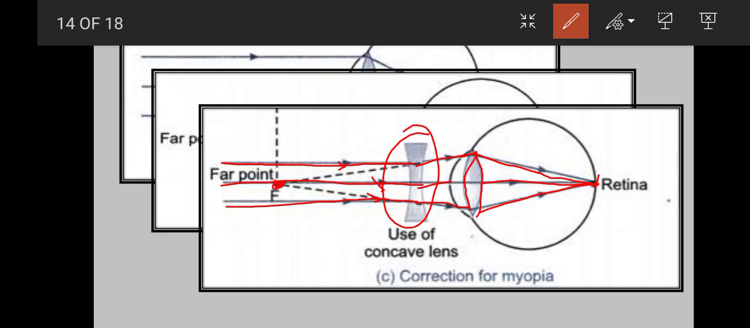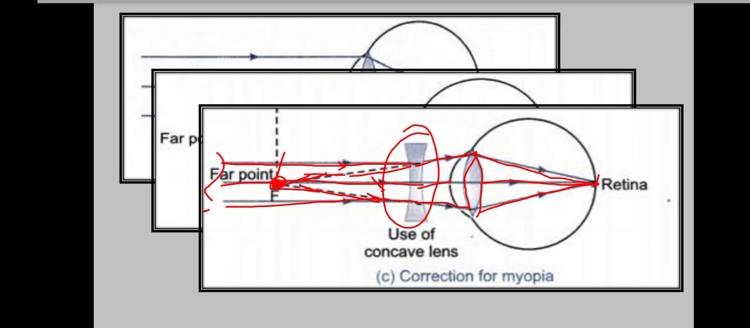So here, by the use of the concave lens, you can see that these dotted lines show that the object will appear to be present at this point for a myopic eye in place of the actual position of the object. So we can say that a concave lens is used for the correction of myopia. Hope you understand all these.